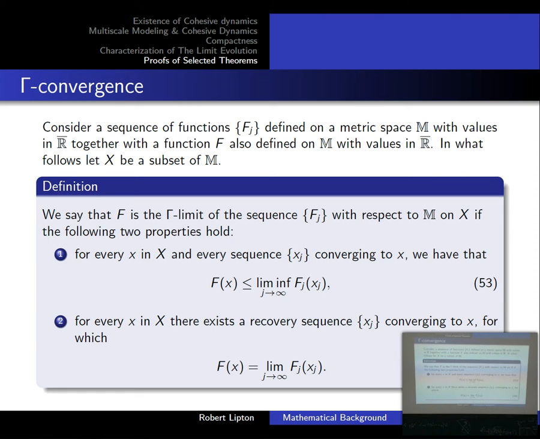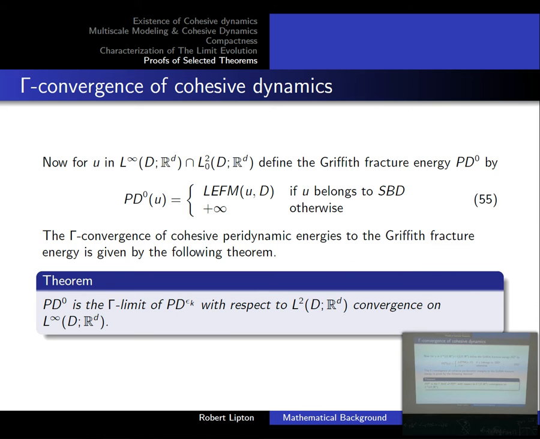In particular here, it does apply. We can actually show we have gamma convergence, although we don't need it. What we need for this problem is compactness and higher regularity. So for u in this subspace of L infinity, we define the Griffith fracture energy to be the linear elastic fracture mechanics energy if u belongs to SBD, and plus infinity otherwise. We find that these peridynamic energies gamma converge to the Griffith fracture energy, in the sense that this is a gamma limit with respect to the metric on L2 and converges on the subset L infinity.